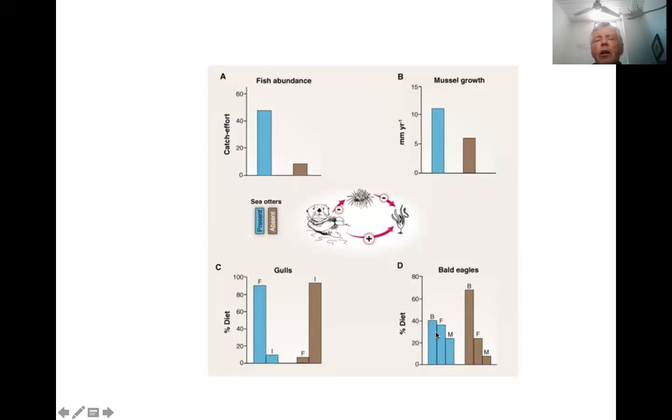When the otters are lost from the system, fish become much less common in their diets, mammals become much less common in their diet, and they become largely seabird predators. When they become seabird predators, they also start to accumulate more in the way of organic pollutants.